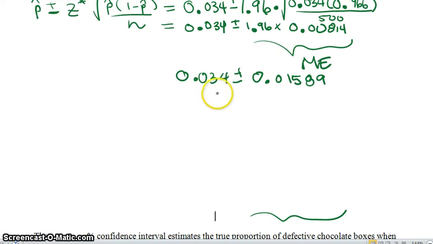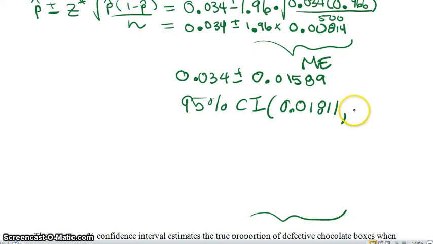We have 0.034 plus this, and 0.034 minus this, and we get a 95% CI with a lower bound of 0.01811 and an upper bound of 0.04989.